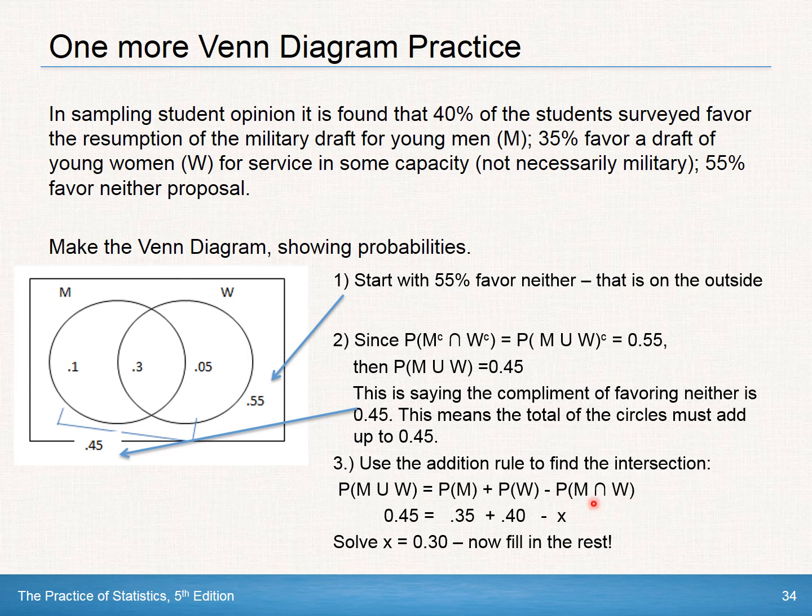And if the intersection is 0, it doesn't matter. That will just end up being 0. Okay, but I know that men or women is 0.45. I know that men is 0.35, women is 0.4, and I'm going to subtract the intersection. So let's find out the intersection. That turns out to be 0.3, so now I can fill that in, and the rest is easy. I know this has to be 0.35, so 0.35 minus 0.3. I know this has to be 0.4. 0.4 minus 0.3 gives me my 0.1.